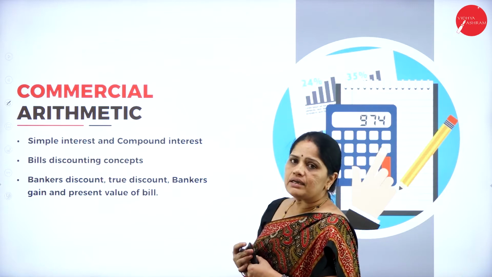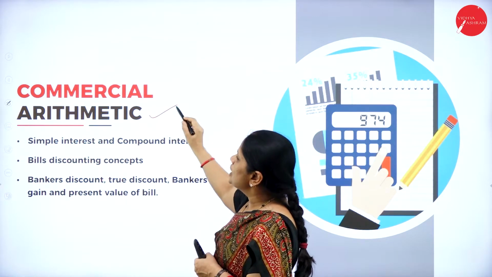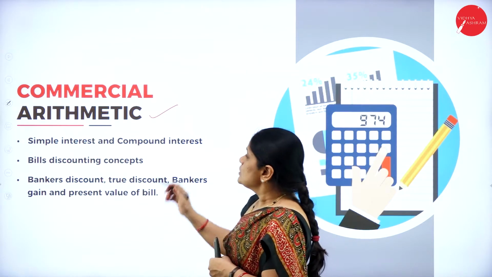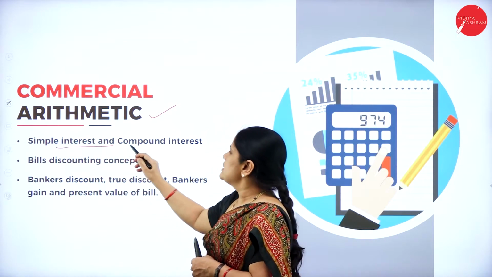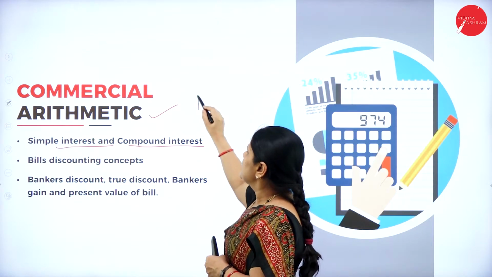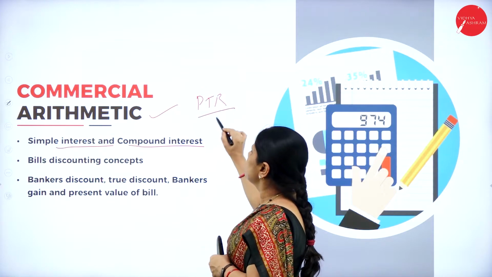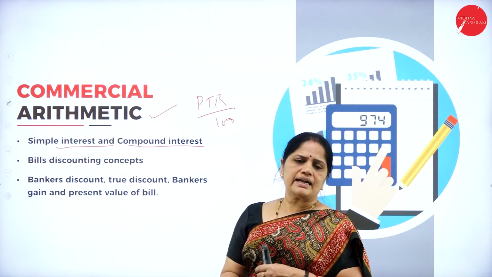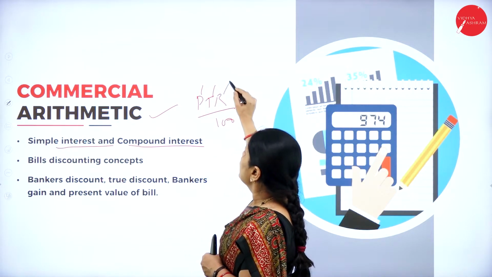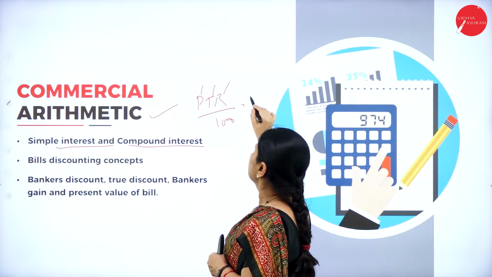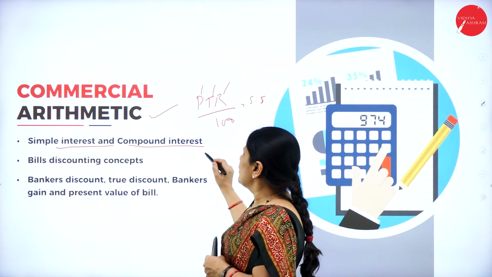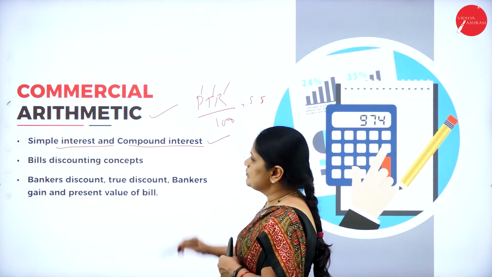Now, the next unit comprises commercial arithmetic. What do we mean by commercial arithmetic? In this we will be studying simple interest and compound interest. What do we mean by simple interest? Most of you are familiar with the formula PTR by 100. What is this PTR by 100? Principal into time into rate of interest divided by 100, we get the simple interest. Now, what is the formula for compound interest? Again, we have a formula here.